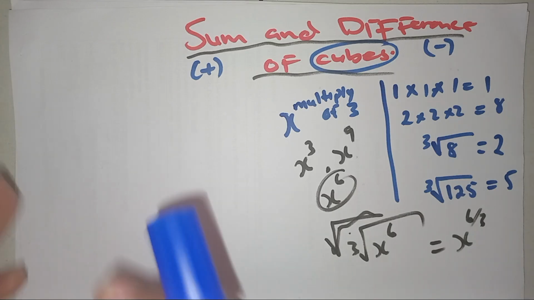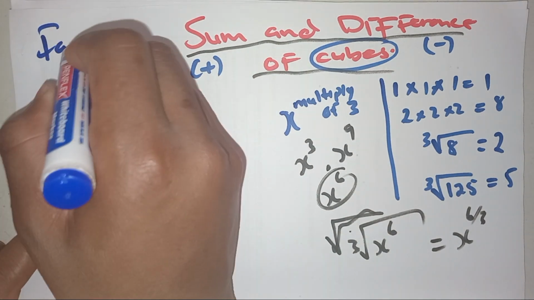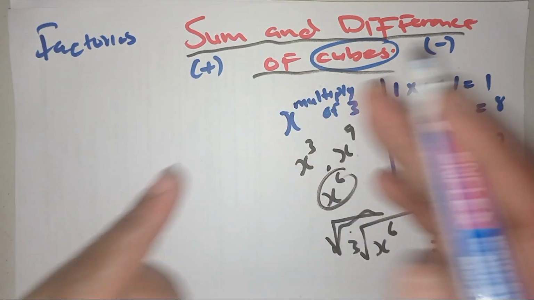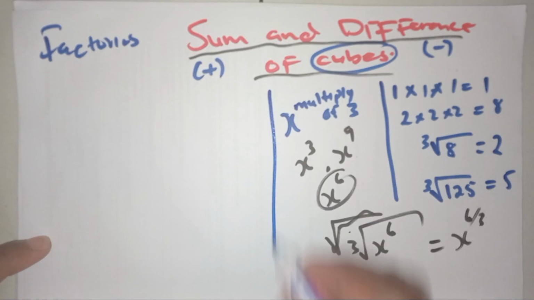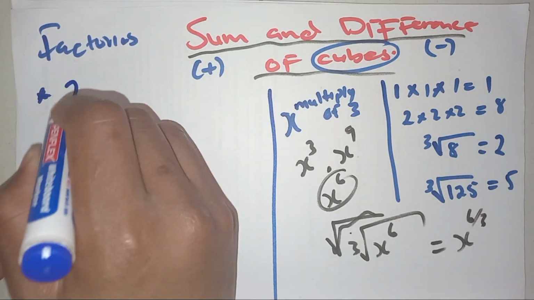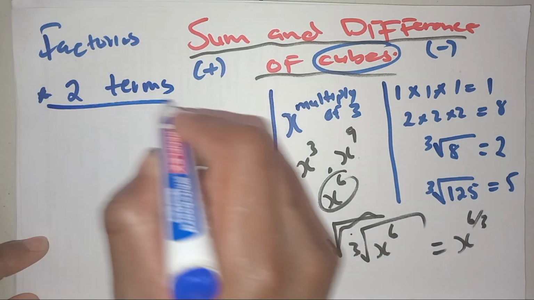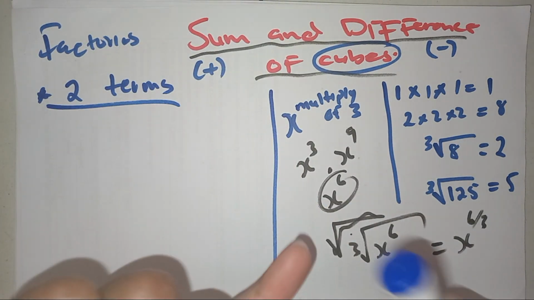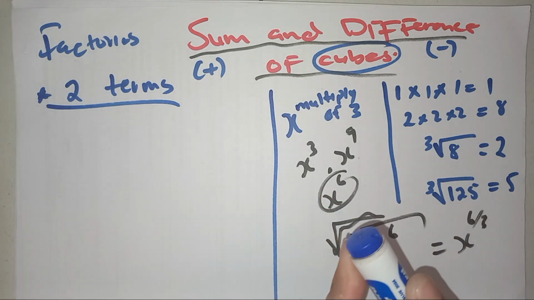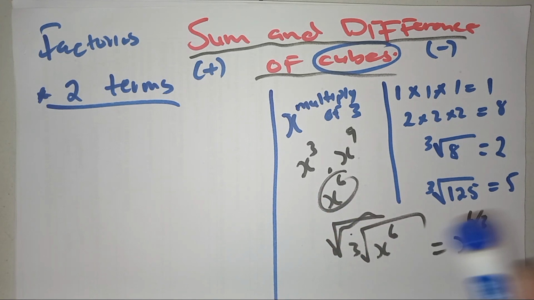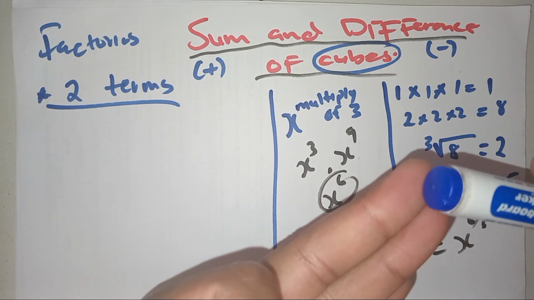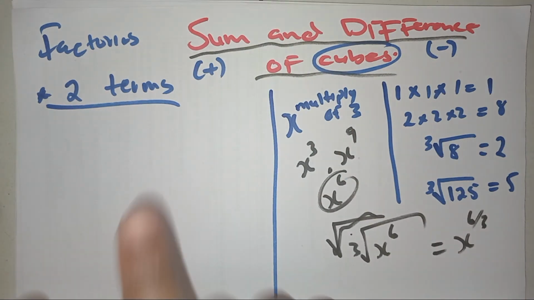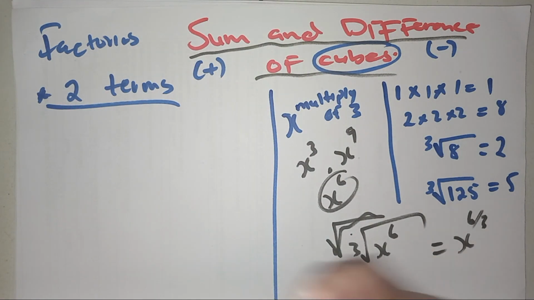So when factorizing using the difference of two cubes, you must have only two terms. We are considering two terms. If you see two terms, you must always think about a difference of cubes or sum of cubes, or you can think of difference of two squares, or you can think of taking out the common factor. Those are the three different types of factorization that you must think of when you have two terms, right?